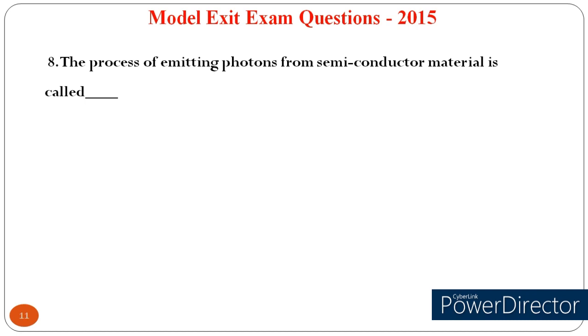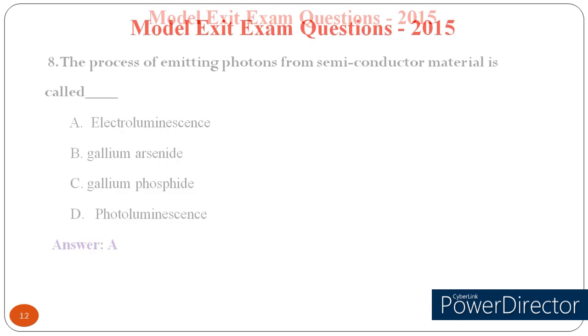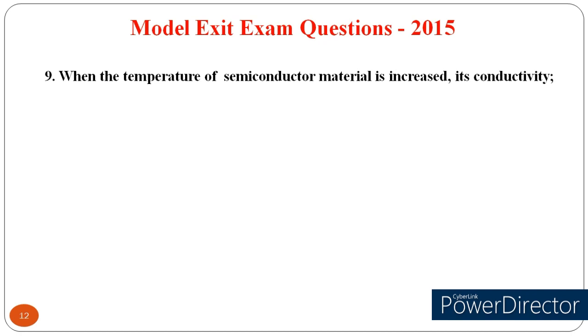Or question number 8. The process of emitting photon from semiconductor material is called: A, electroluminescence; B, gallium arsenide; C, gallium phosphide; D, photoluminescence. The process of emitting photon from semiconductor material is called electroluminescence. So the answer is A. Okay.